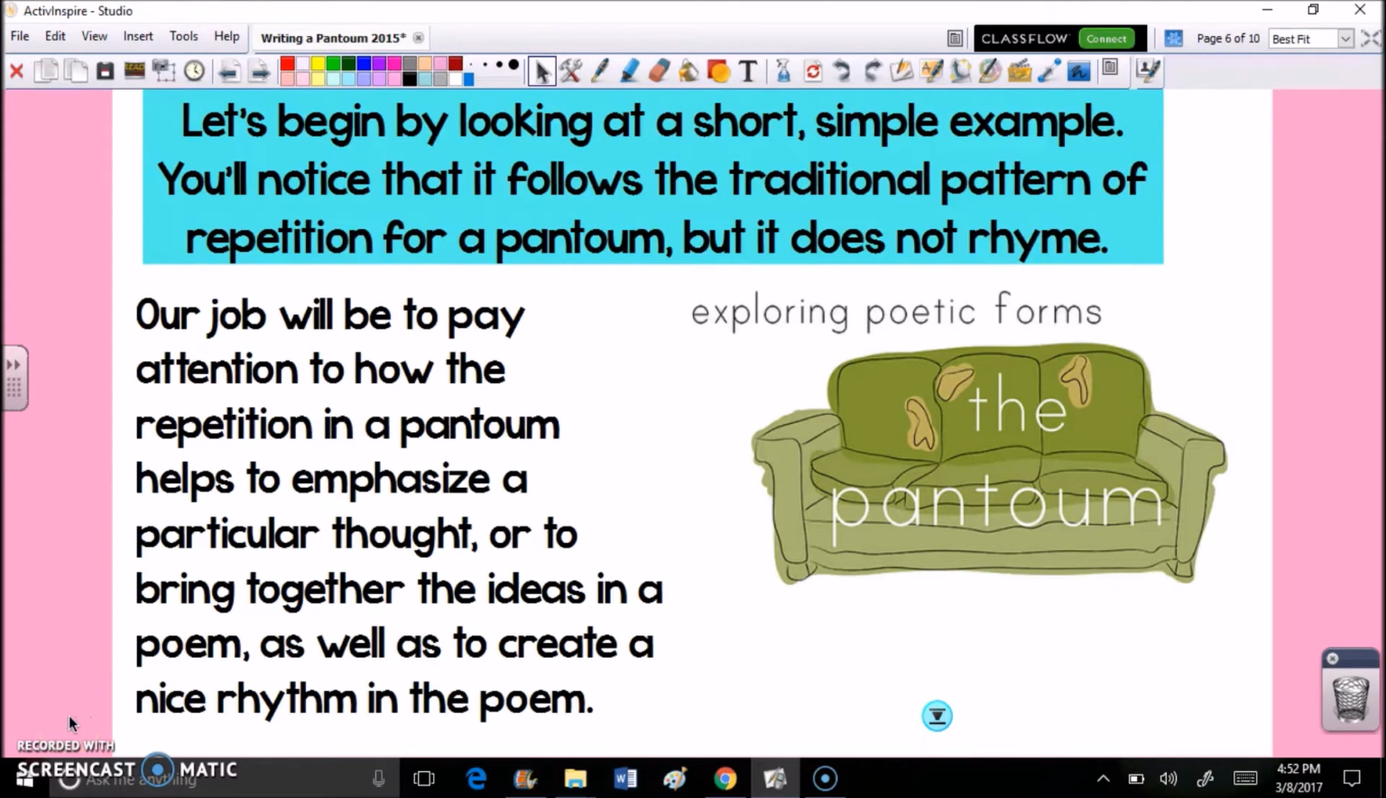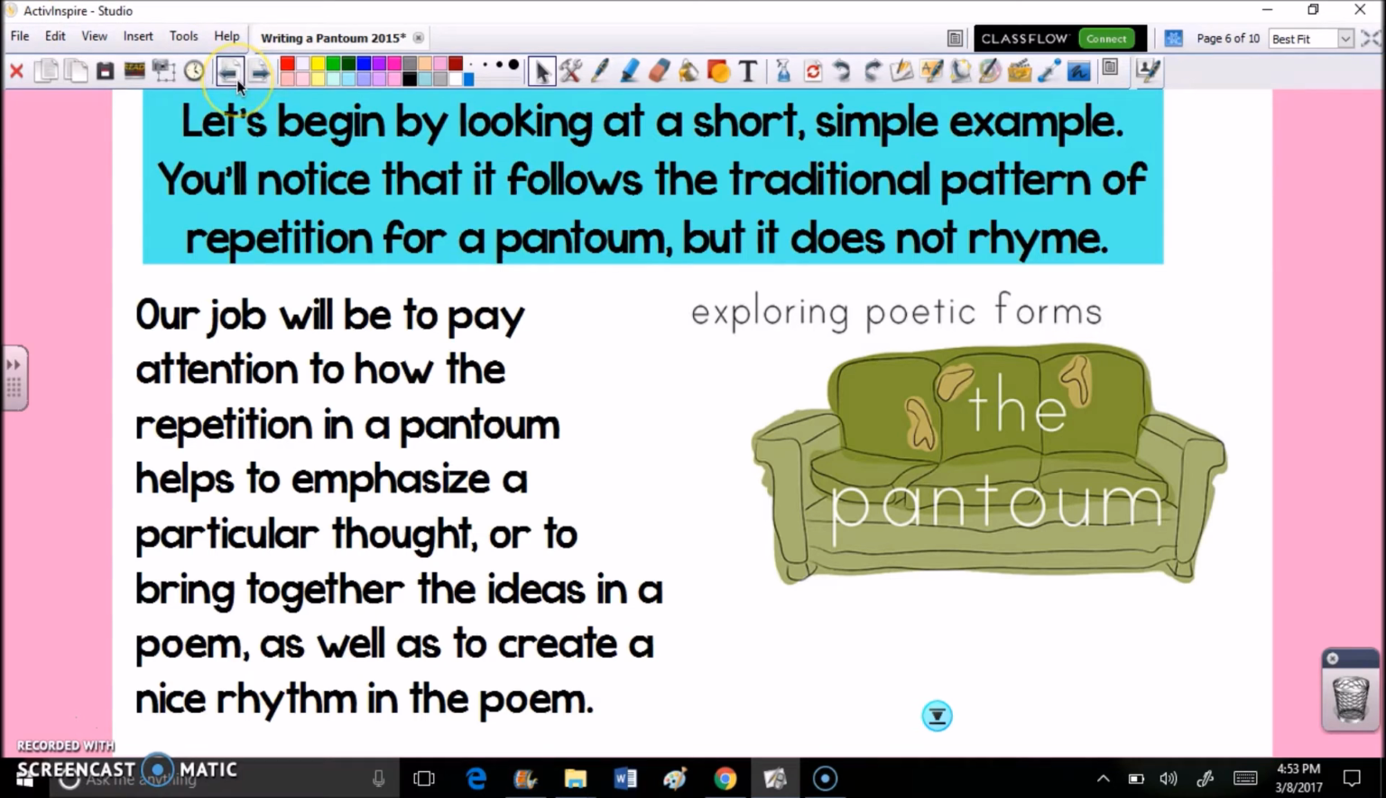All right, so let's look at 2 more short examples of pantoums so you can see what the traditional pattern of repetition looks like. I specifically chose ones that don't rhyme because, again, they are a little bit easier for some people to write. But I really want to focus on the way the repetition in the poem can emphasize particular ideas. That might be one of the hardest parts about writing a pantoum.